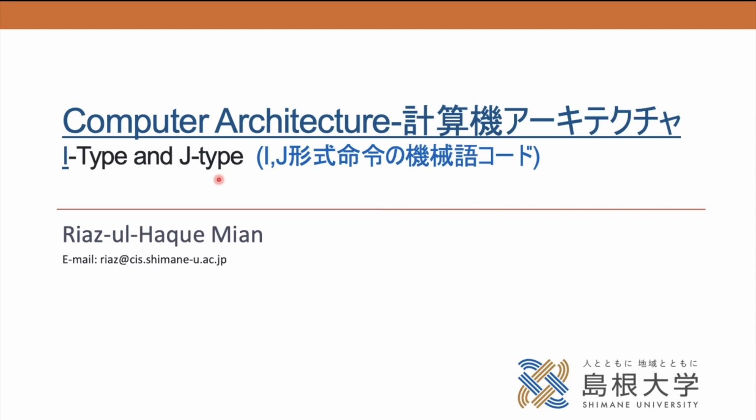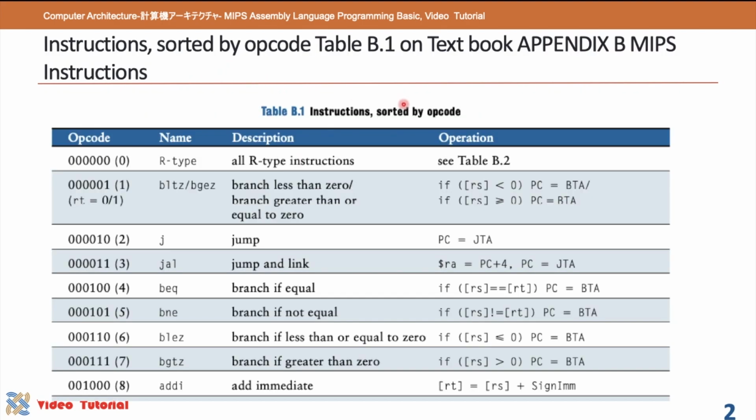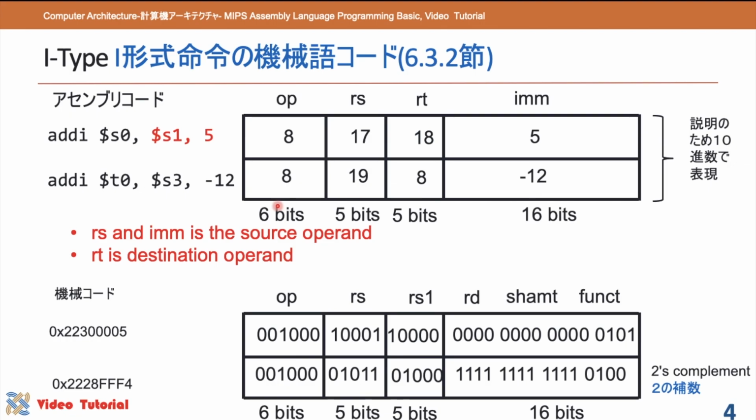Well, this is the tutorial about I-type and J-type MIPS instructions. As I said during the first tutorial, while we were studying the R-type, we have three tables: the MIPS register set table, the opcode table, and the function table. These are also required for any type of instruction to get the value of the instruction itself. Let's discuss an example of I-type.